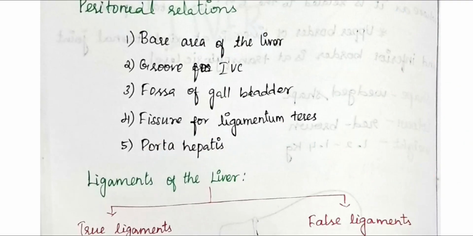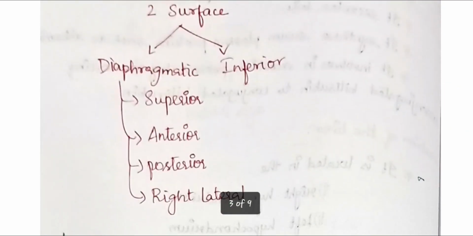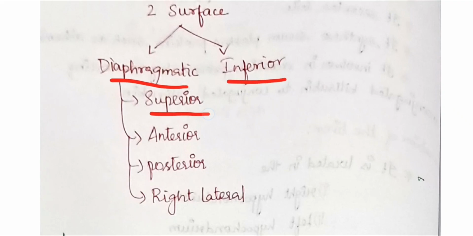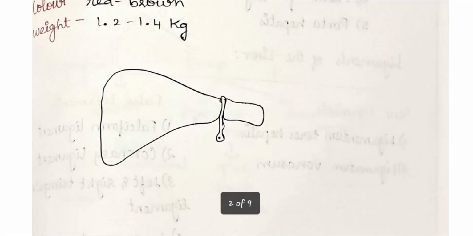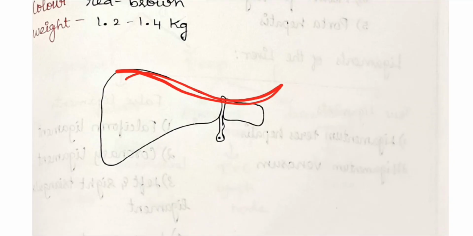Coming to the visceral relations, as I said, we have the inferior surface, diaphragmatic surface, superior surface, anterior surface, posterior surface and right lateral surface. Coming to the superior surface, this is the superior surface of the liver.